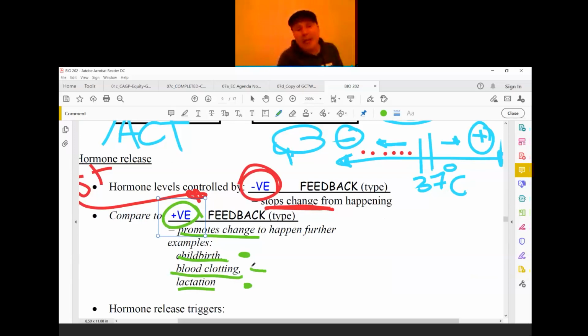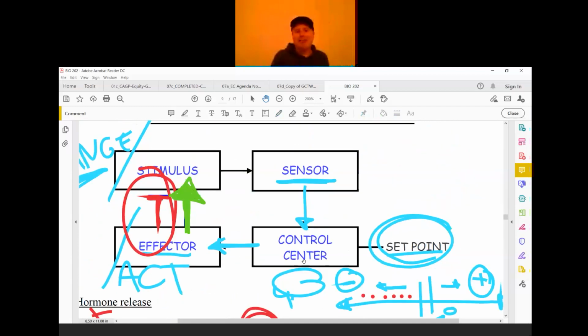One more that we haven't talked about yet is going to be blood clotting. Thank you, have a good night. So if you cut yourself, you start bleeding and you will form a scab. A little scab causes more scab to be produced. So that promotes itself. Those were all examples of positive feedback.